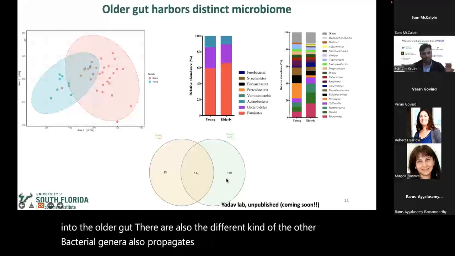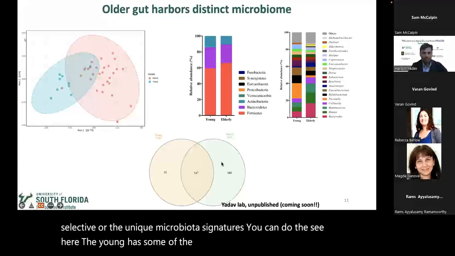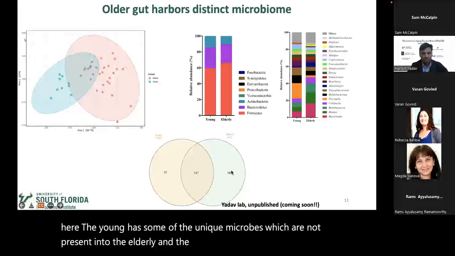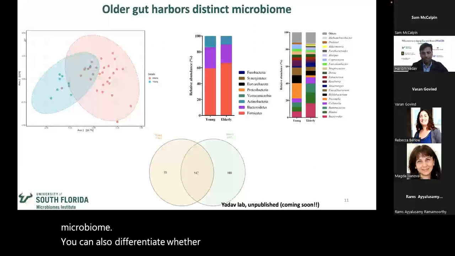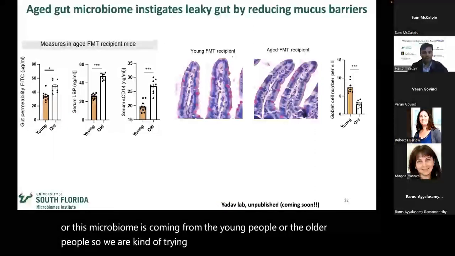When we look at the selective or unique microbiota signatures, you can see here that the young have some unique microbes which are not present in the elderly, and vice versa. So based on the microbiome, you can also differentiate whether a sample comes from young people or older people. So we are trying to develop a biomarker based on that.